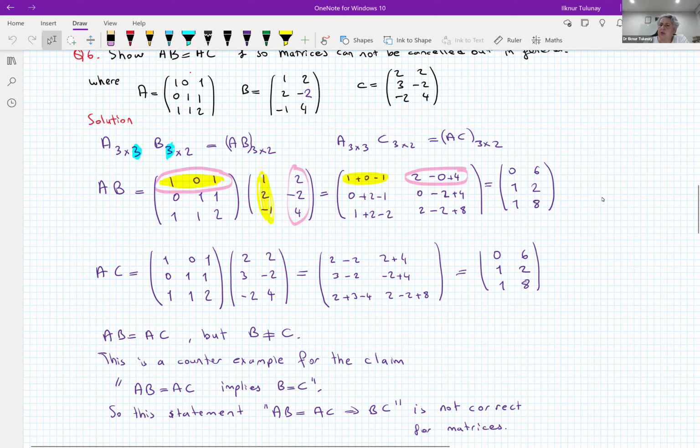So that's that position. So here we found AB is equal to AC, but clearly the B matrix is not equal to the C matrix. So this is a counterexample that the cancellation law is not valid. It does not hold in matrices. So that's what it is.